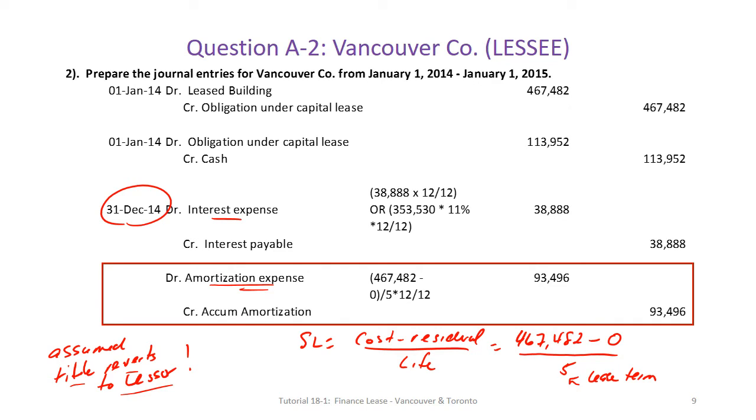Okay, and there's a little piece of this calculation here that's 12 over 12. That's because it's a full year. Sometimes you can get into leases partway through the year, so it's very important that you remember how to prorate. I'm not going to go through and change this, but if the lease was entered into on July 1st, well, that would be 6 over 12.